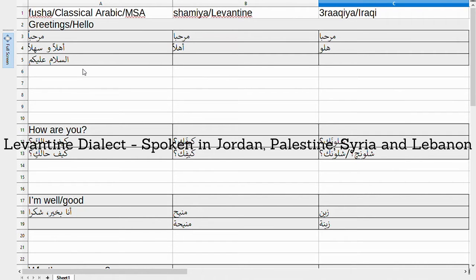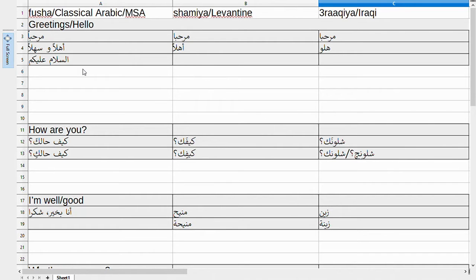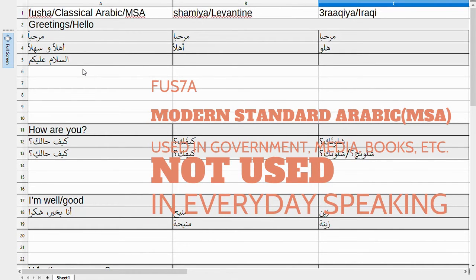Today we're going to do a comparison between Fusha, also known sometimes as Classical Arabic or Modern Standard Arabic, MSA for short, the Levantine dialect, and the Iraqi dialect. Now, for those of you who are new to Arabic, Fusha, or Modern Standard, is the Arabic that you are going to read in the media, the Arabic that's used on TV, the Arabic that is used in maybe higher level meetings, and of course the Quran as well, but it's not really used a whole lot in speaking on a day-to-day basis.